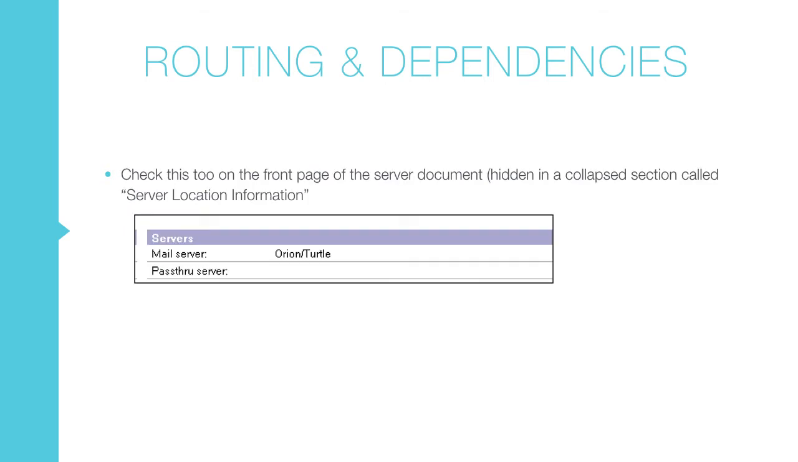Also, on the front page of the server document, hidden in a collapsed section called server location information, there is this field here called mail server. There's also pass-through server, which I don't see filled in that often, but mail server is basically where the mail is delivered to, the router mailbox. The problem is what sometimes happens is people copy and paste server documents around, and then they never update this field. And so you might have a server which you haven't noticed is being set to deliver its mail via another server. So just check that field and make sure that's set correctly.